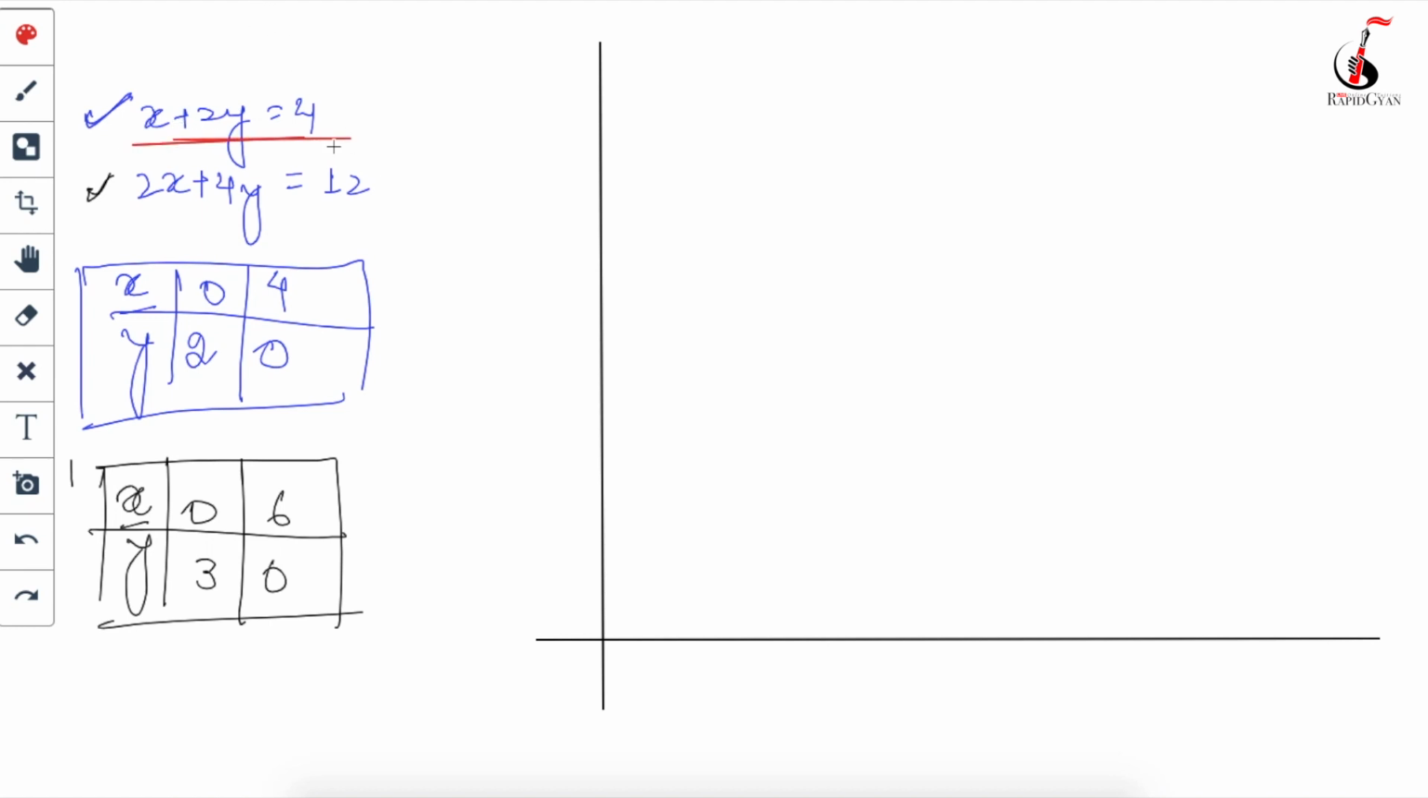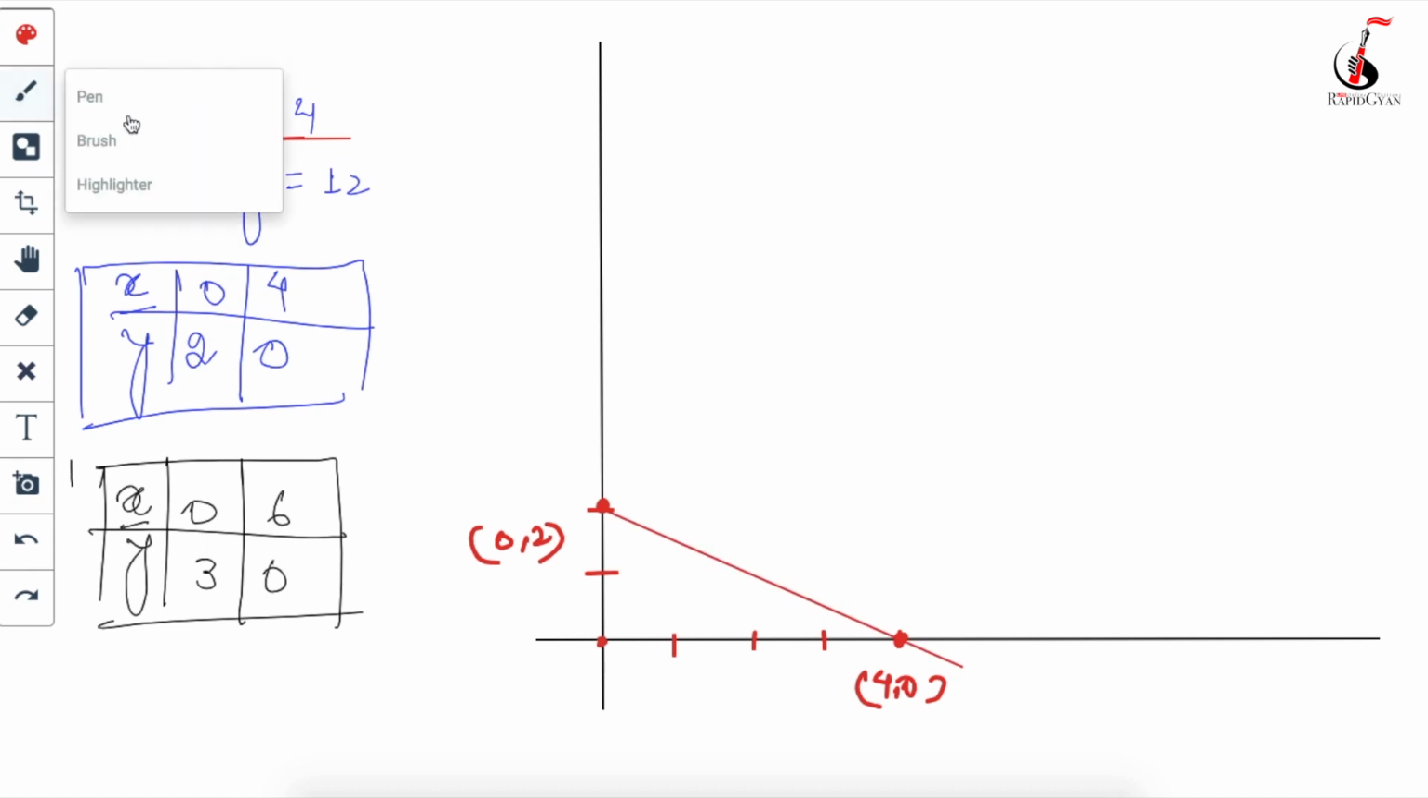Okay. So let's draw this. x plus 2y is equal to 4. So the first point is (0, 2). So this is your 0 and y is 2. I will take it as 1, 2. So this point will be your (0, 2), correct? And the next one is (4, 0). So I will count 1, 2, 3, 4. So this point is your (4, 0), and let's draw the line. If you draw the line, it is something like this. Okay, and this is the line of what? This is the line of x plus 2y is equal to 4, correct?